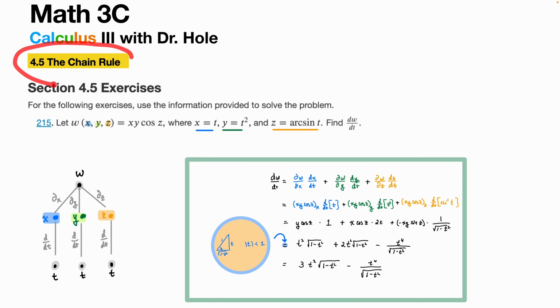First up, the chain rule. In the chain rule, we are presented with a function w depending on x's, y's, and z's, yet we're being asked to find a full derivative dw/dt. Not a partial, but a full derivative.